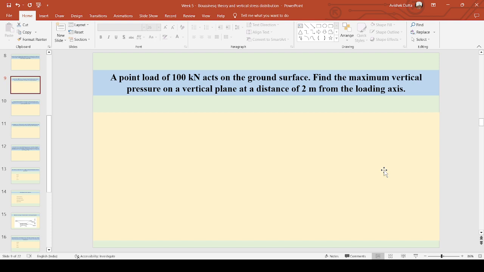So first we have to find out the requisite depth at which we can obtain the maximum vertical pressure. After that, we have to find out the maximum vertical pressure. There is a vertical pressure at that particular depth which we have obtained, and the radial distance for that is 2 meters from the loading axis. Next question.